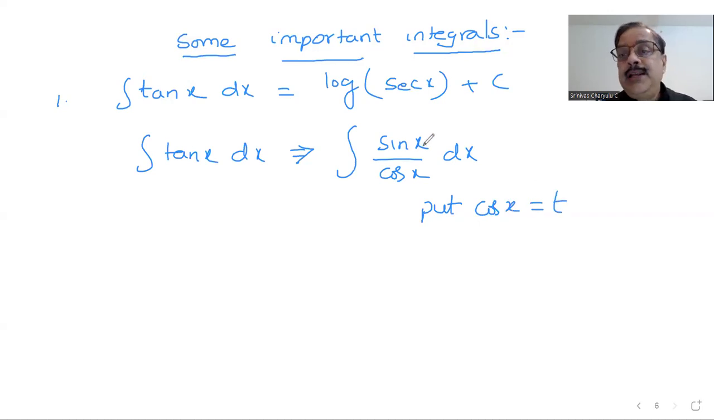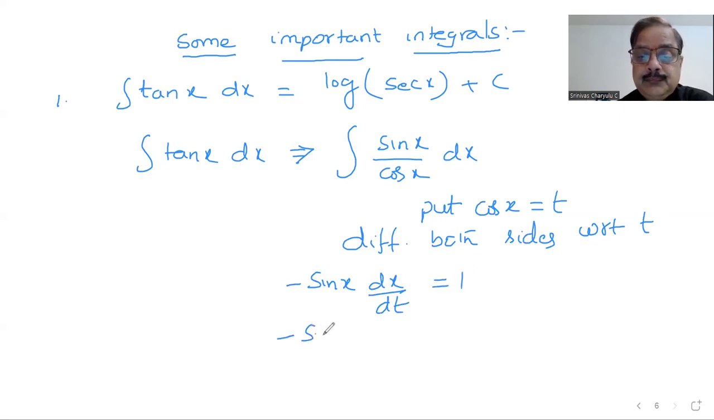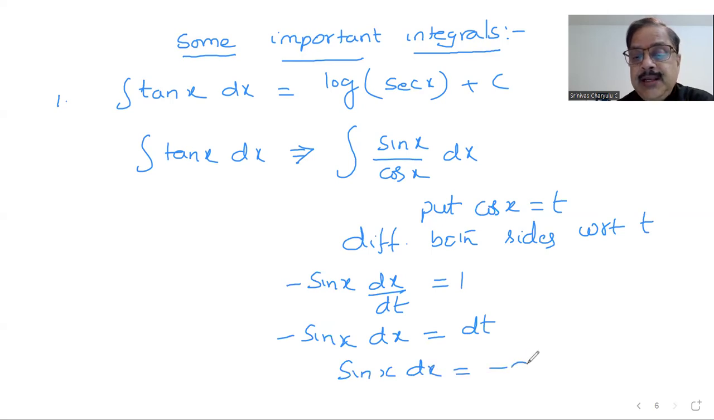We should not write put sin x is equal to t. If this cos x were on the top, that could have worked out. But now, no, cos x is in the denominator. So therefore we cannot write put sin x is equal to t. Cos x you can write, put cos x is equal to t. So differentiating both sides with respect to t, cos x differentiation is minus sin x, x differentiation dx by dt is equal to 1. Minus sin x dx is equal to dt, or sin x dx is equal to minus dt.